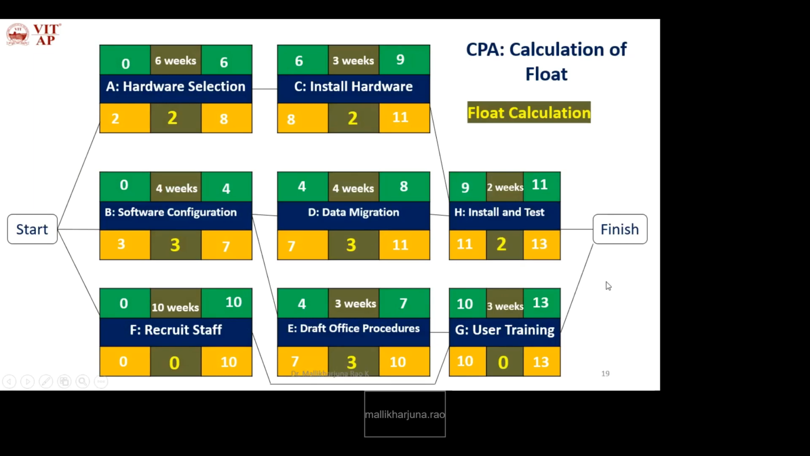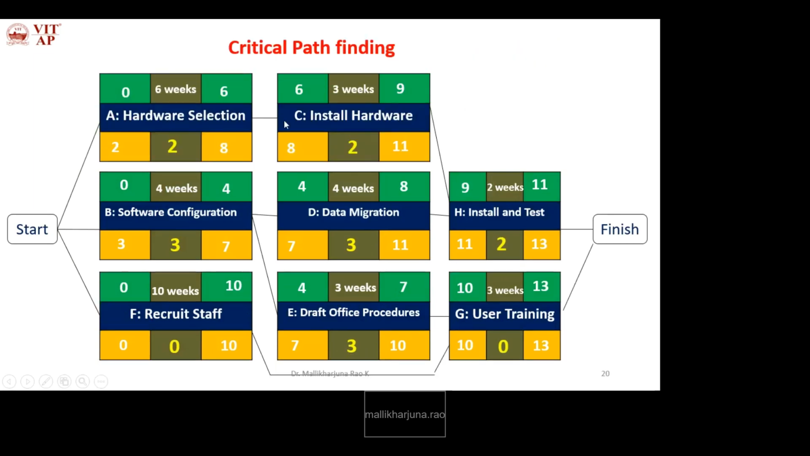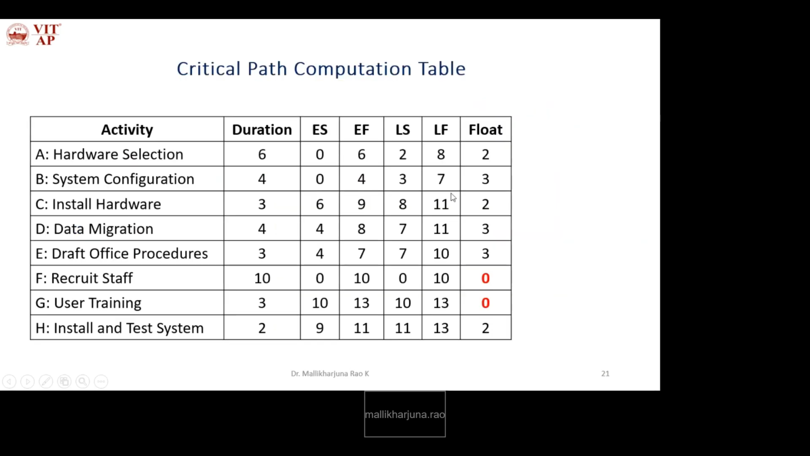Okay, so how will you calculate the critical path? To find the critical path, join the nodes which have zero float. So which nodes have zero float? F and G. These two are the critical path. Okay, this is the critical path. F and G is the critical path. Now we have to list all these values in a table.